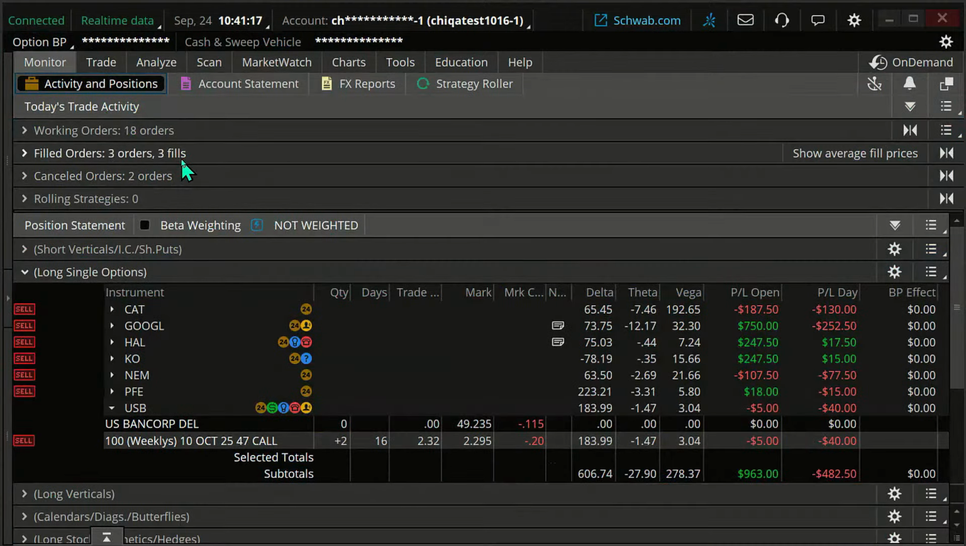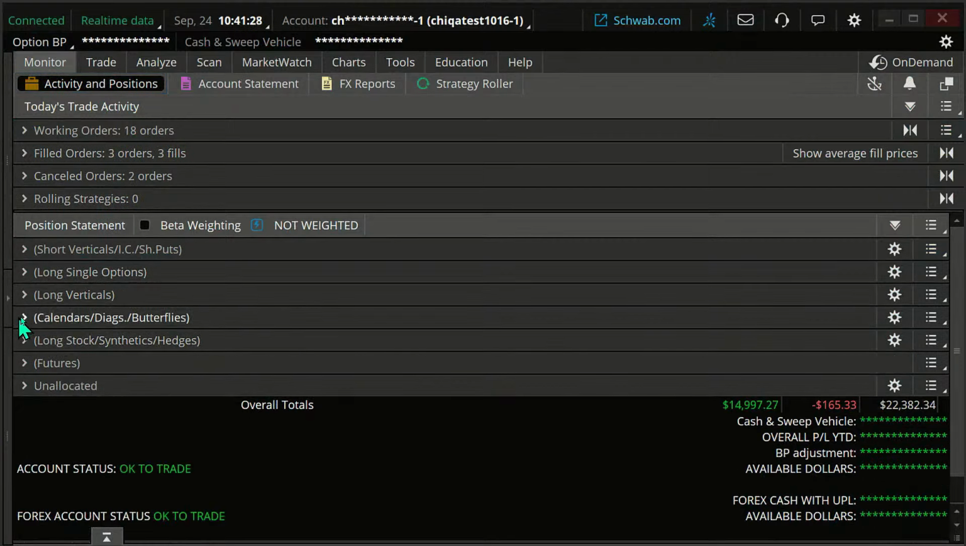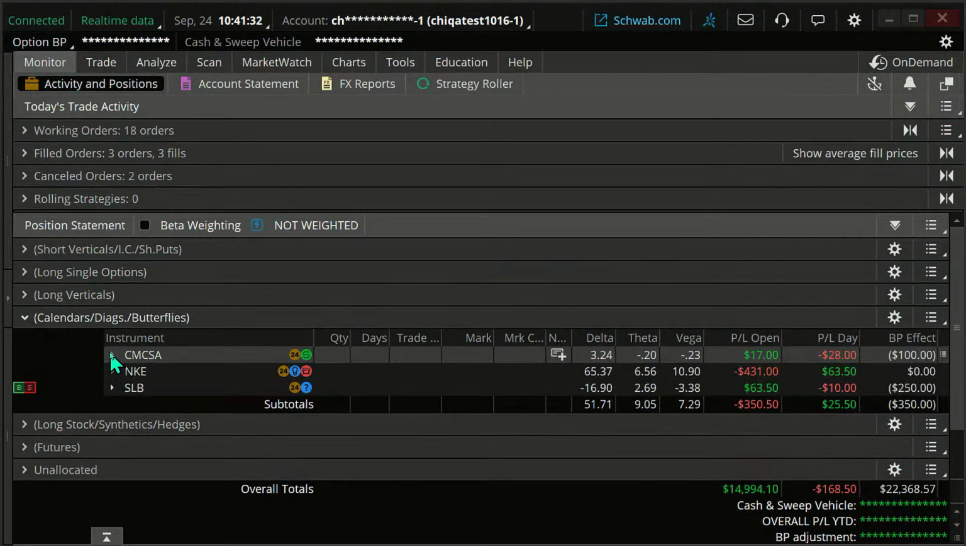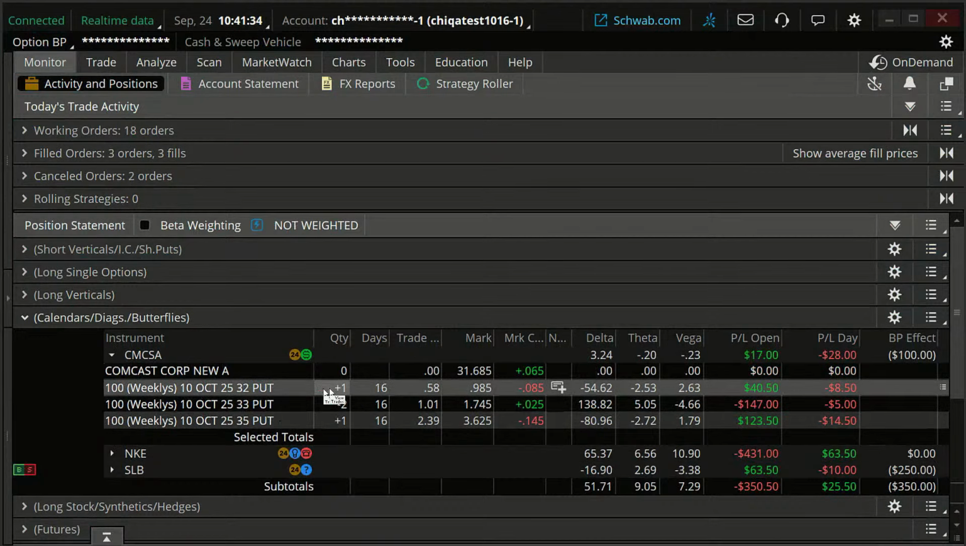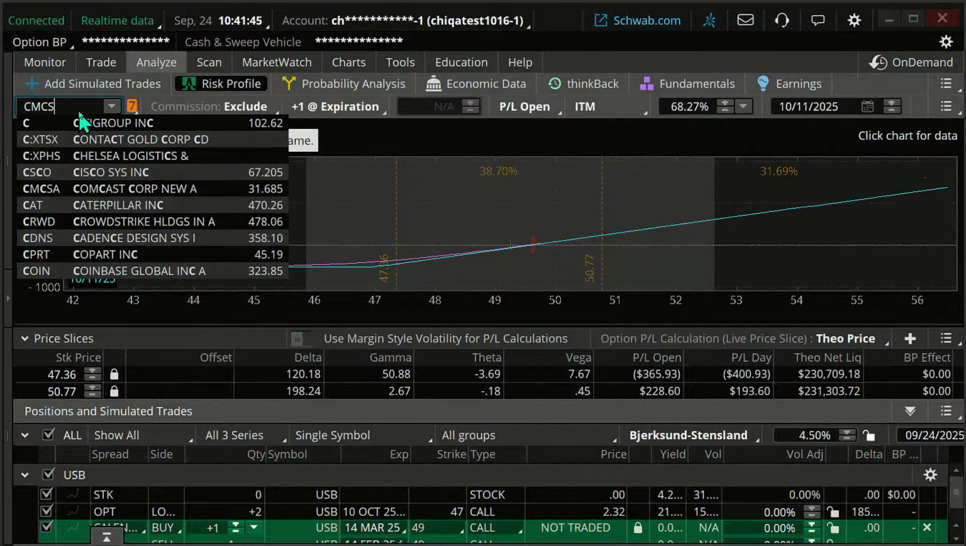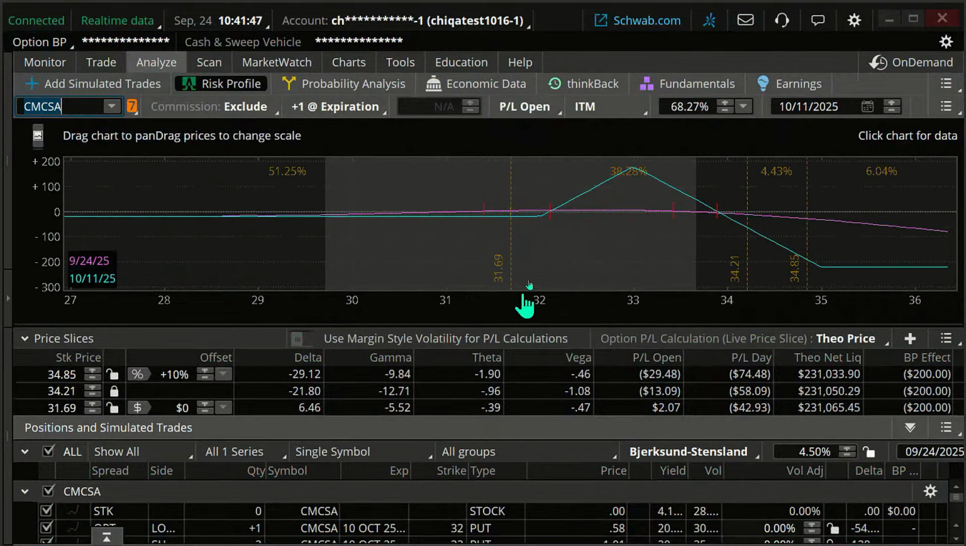Let's look at a couple more of a different variety of trade, perhaps. Let's go down here and let's go down to our calendars. Let's go to Comcast. What do we have? We've got a butterfly spread here on this. It's actually a skewed butterfly. We can look at this on our Analyze tab for a little help on this. CMCSA, and see what we got.